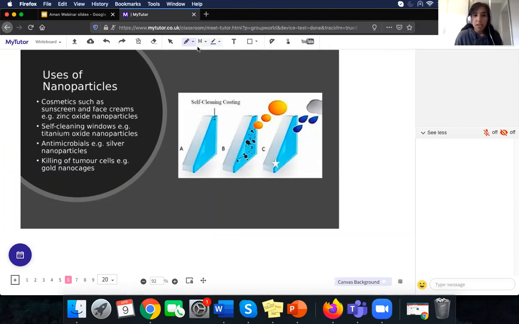Someone's asking, if it has a higher surface area to volume ratio compared to bulk products, does this mean the properties are likely to be different? With regards to the properties, they're the same, although it tends to do things a lot faster, and it means that you need to have less of the nanoparticles.